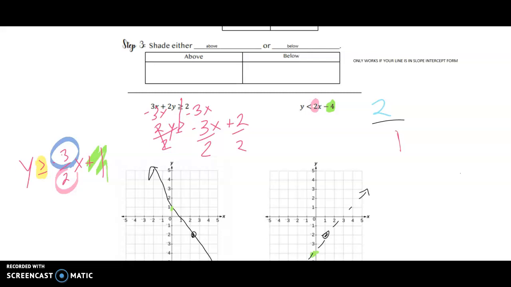But to shade above, you're looking for greater than or equal to. For shading below the line, you're going to be looking for less than or equal to, okay? So if you see anything greater than, it's going above. You see anything less than, it's going below, right? Think about less than is below you, or greater than, oh my gosh, it's greater than, it's above, right?